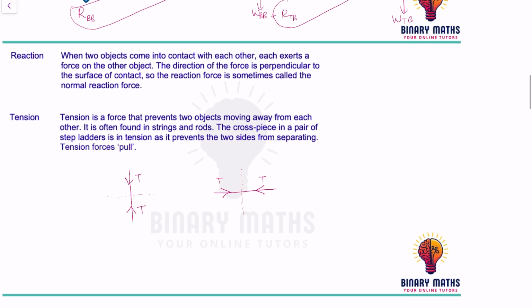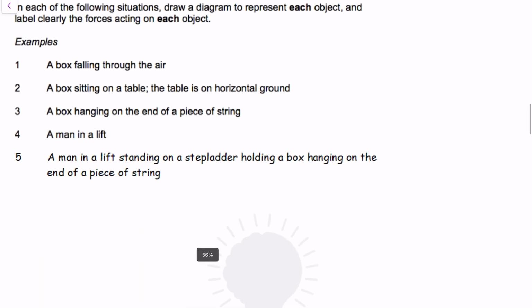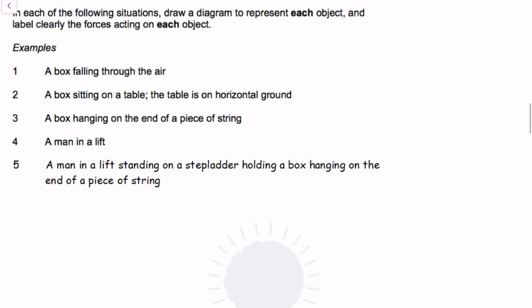And here, reaction force, it can be the ground, reaction with box, in reaction with ground, and so on. Okay, in each of the following situations, draw a diagram to represent each object, labeling clearly the force acting on each object. Okay, so 1, a box.